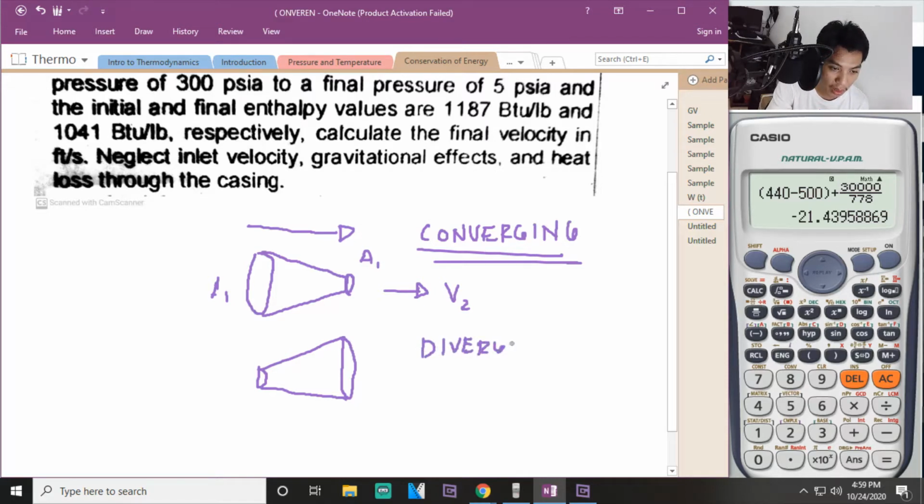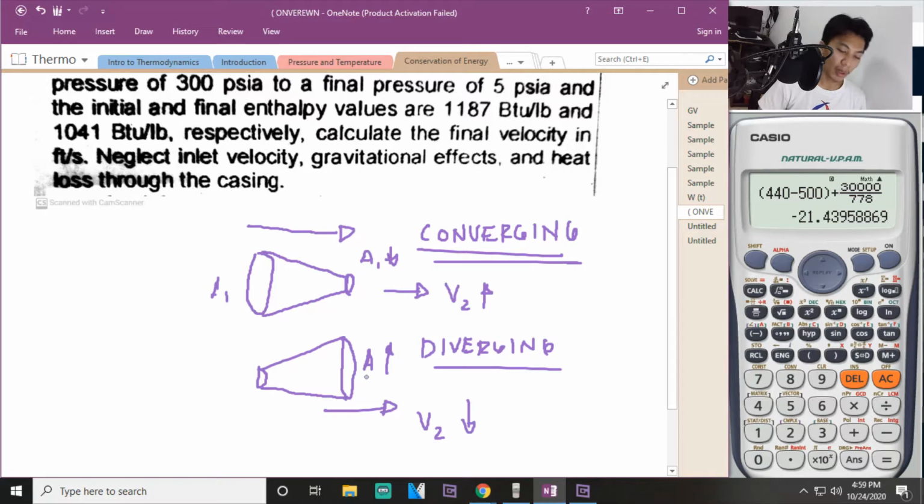Diverging nozzle. Ibig sabihin, kapag gusto mong pabagalin yung fluid mo, from mabilis dito, pababagalin mo ngayon yung fluid mo. Okay? Yung V2 mo is going down, pababa, ito pataas. Tapos yung area mo, pababa dito, yung area mo, pataas. Yun na yun. Kaya ka nagno-nozzles.